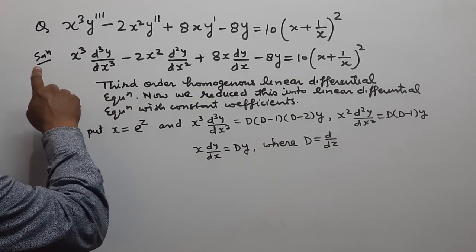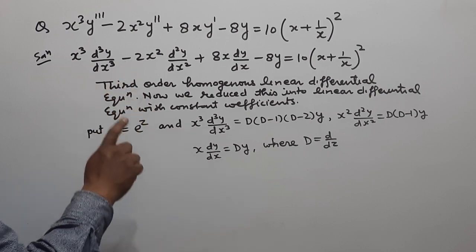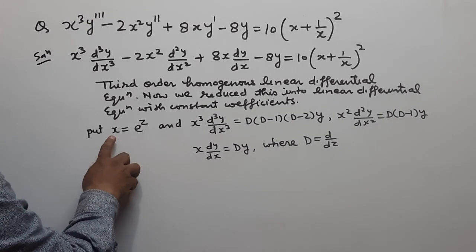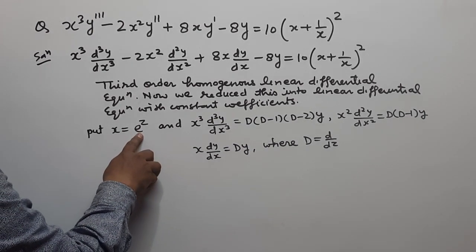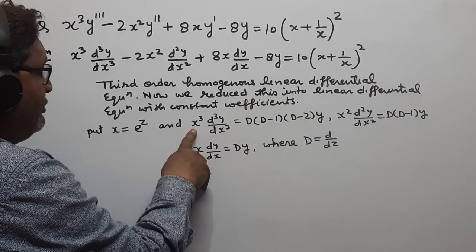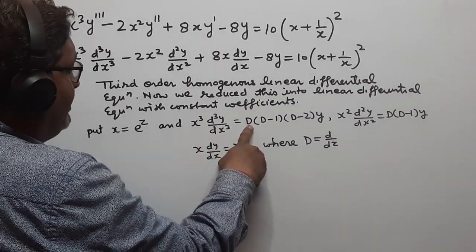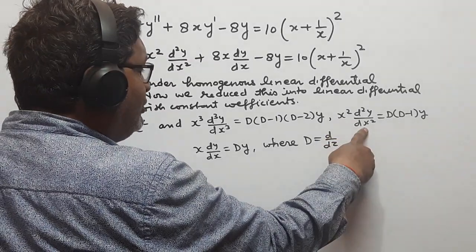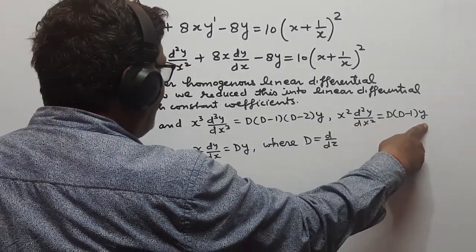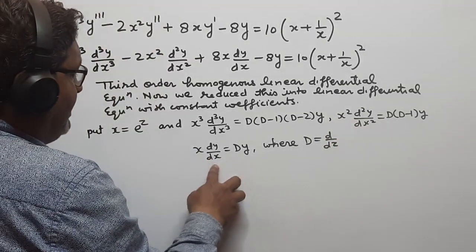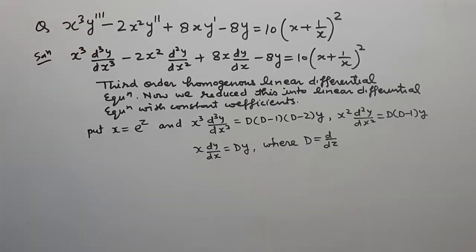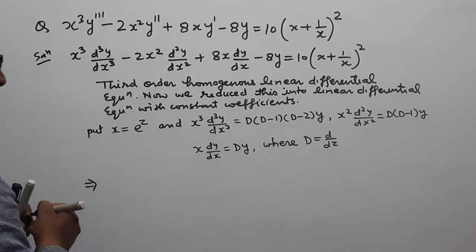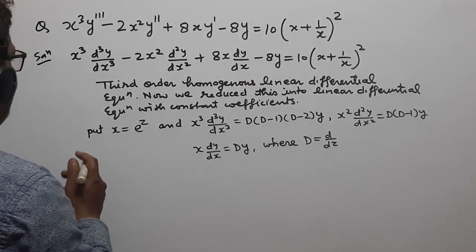When we convert the homogeneous linear differential equation into a linear differential equation with constant coefficient, always we put x equal to e to the power z. In place of x cube d cube y by dx cube, we put D(D minus 1)(D minus 2)y. In place of x square d2y by dx2, we put D(D minus 1)y. In place of x dy by dx, we put Dy. So the above equation is converted into a linear differential equation with constant coefficient.